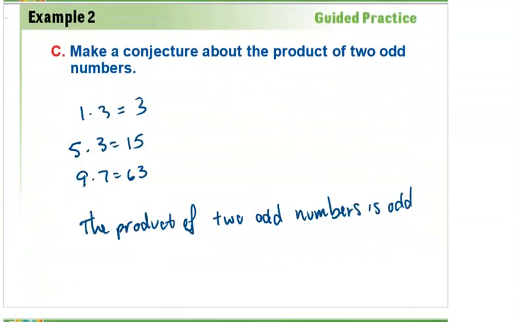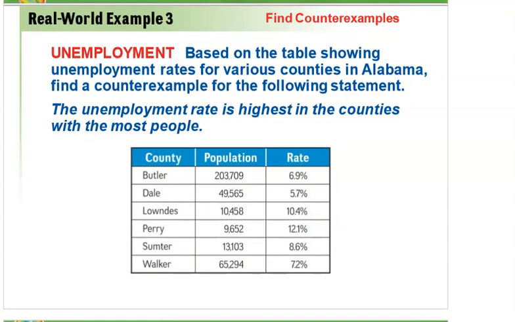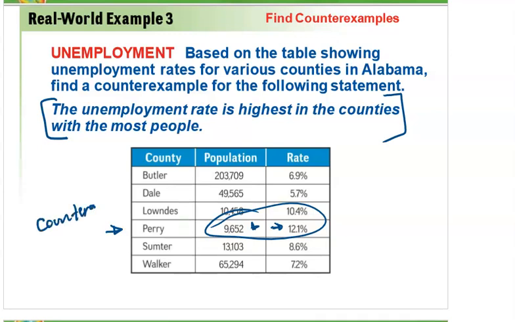All right, try this one. If you use inductive reasoning on this, you do a couple patterns and see if a couple problems work. The product of 2 odd numbers is odd, so that's our conjecture. And then there's this one. Try this one. This one is asking for a counterexample to this conjecture. Here's the conjecture: the unemployment rate is highest in the counties with the most people. Well, if you look at Perry, it is a low population, but it has a high unemployment rate. So this is our counterexample, and we would call that a false conjecture.